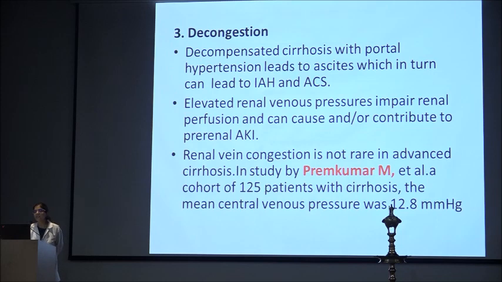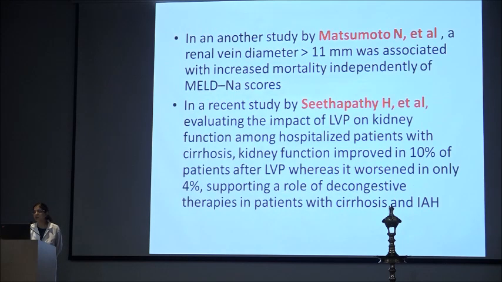That is, decompensated cirrhosis with portal hypertension leads to ascites, which in turn can lead to intra-abdominal hypertension and abdominal compartment syndrome. Elevated renal venous pressures impair renal perfusion, and that can further cause or exacerbate pre-renal AKI. Renal vein congestion is not rare in advanced cirrhosis. In a study by Prem Kumar M. et al., in a cohort of 125 patients with cirrhosis, the central venous pressure was 12.8.